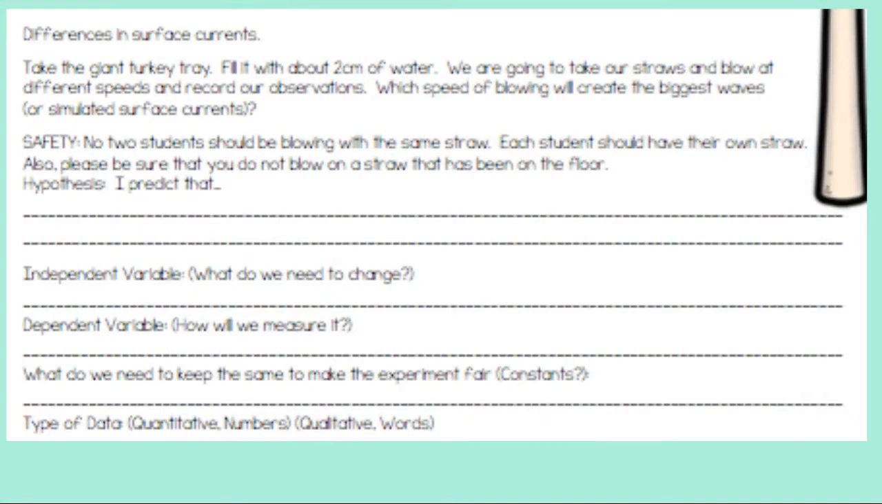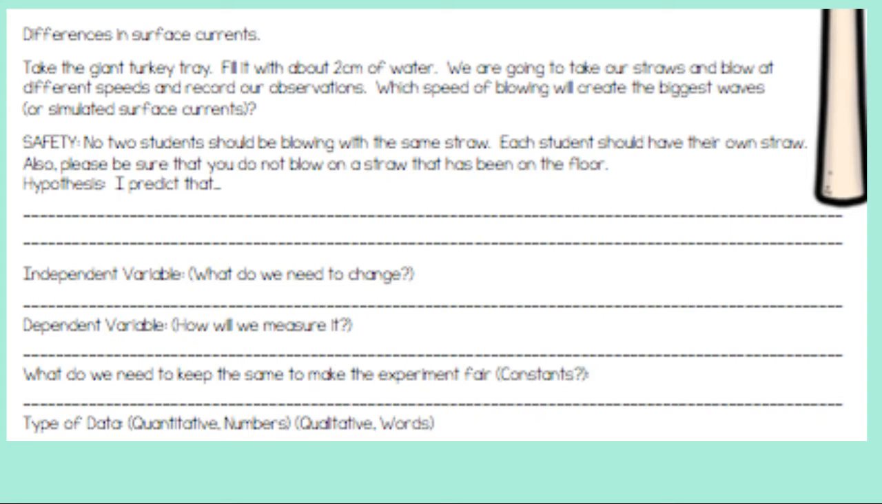So if you're on this video right now, my assumption is you filled in this section of your lab sheet. Let's go through it together. Our independent variable, what we're changing, is the speed at which we're blowing and if there's a rock in the way, so the conditions that we're blowing. The dependent variable, how are we measuring it? We're looking for those surface currents. We're looking for those waves on the top of our water.